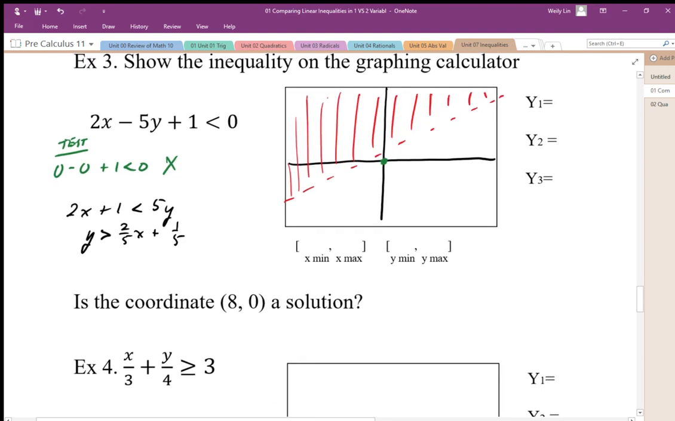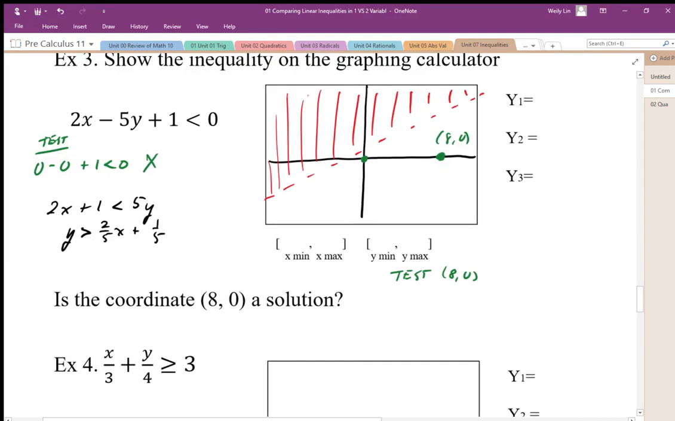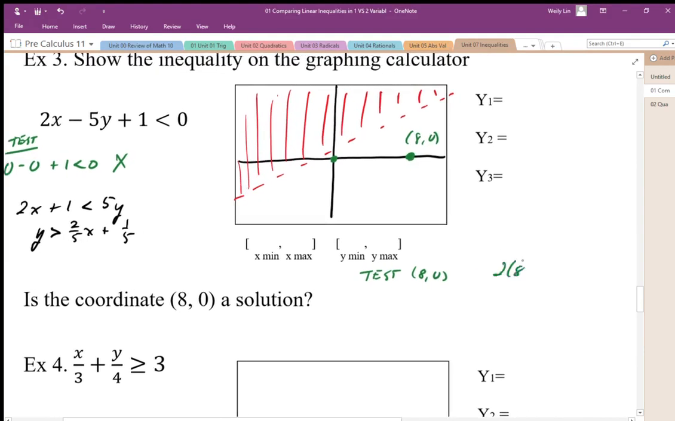So it says here, is 8, 0 a solution? Again, I tested 0, 0, but we can also test 8, 0. So when I test 8 over 0 up, that's a coordinate right about here. So there's 8, 0, and we should expect this not to work. When I test 8, 0, I get 2 times 8 minus 5 times 0 plus 1 less than 0. Well, 17 is not less than 0. That is not a solution.